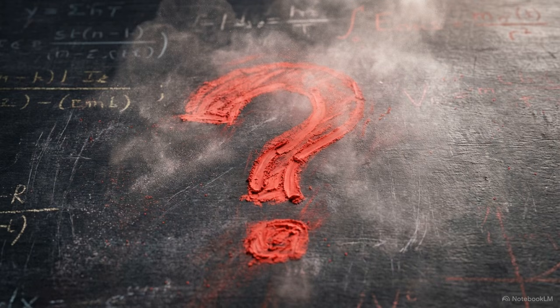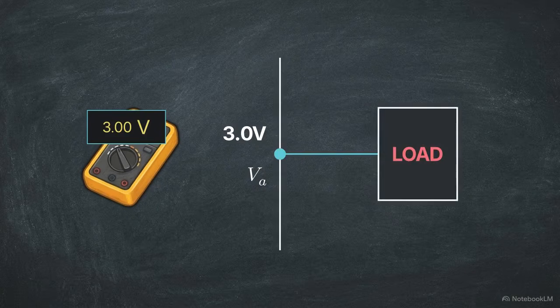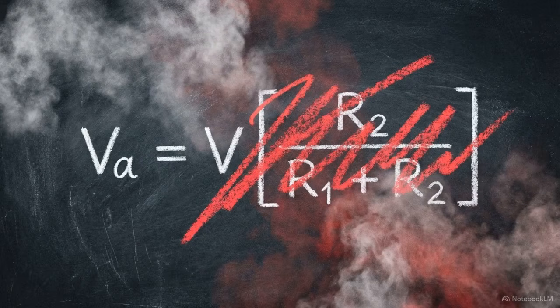This introduces a critical problem. What happens to our perfectly calculated 3 volts at node VA now that the load is actually attached? The voltage immediately drops. It is no longer 3 volts. The elegant voltage divider equation we relied on is now generating a mathematically incorrect answer.